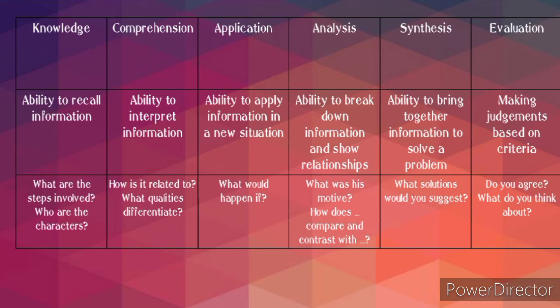Now for the comprehension category, the test items will focus more on harnessing the ability to interpret information. Test questions would include, how is it related to this and that? What qualities differentiate Object 1 and Object 2? Now for application, the test items will focus on the ability to apply information in a new situation. One test question can be, what would happen if this and that?